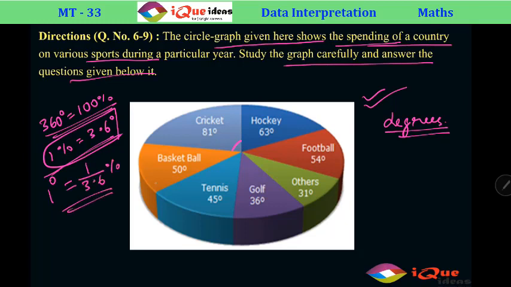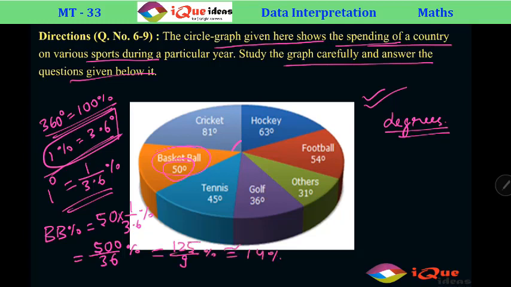So for example, if I randomly take any one, let's say basketball. If I have to find basketball percentage, that will be equal to 1 degree is 1 by 3.6%. So 50 degree will be 50 into 1 by 3.6%, right? So that is equal to 500 by 36. This is just to explain percent. All right. So if we simplify this, this will come out to be 500, so if you divide by 4, it will be 125 by 9%. Simplify it, it is approximately equal to 14%, right?